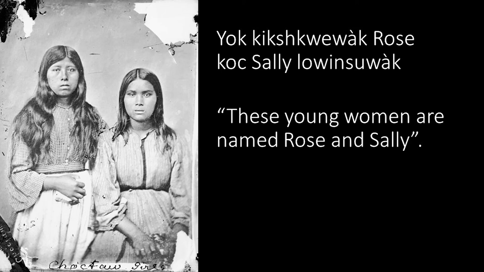Yok kikskwewak rose koch sali Lorenzuwak. These young women are called Rose and Sally. Here, yok is the plural animate marker. Kikshkwe, that's a young unmarried woman. To pluralize it, kikshkwewak. And koch is and. And loensuwak means they are named.